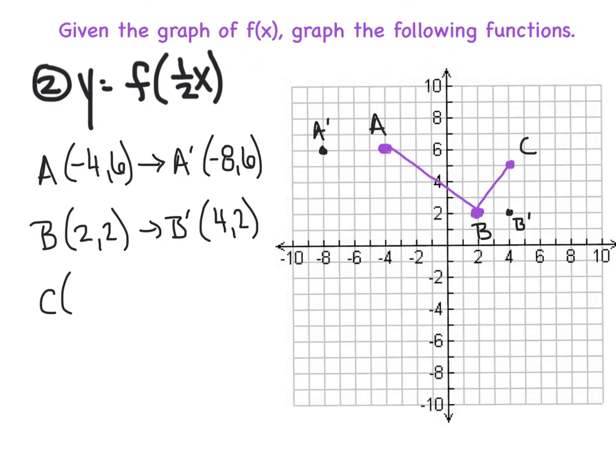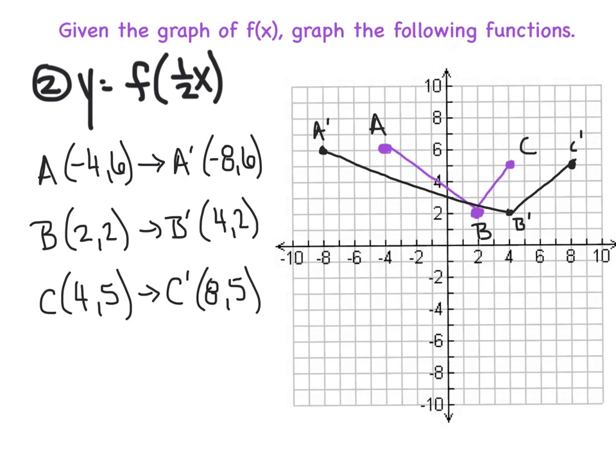And remember, point C was at 4, 5. If I divide the x-coordinate by 1/2, that makes it 8, 5. And that's going to slide me right there, C prime. So my new graph goes from here all the way to here, all the way to there. And again, it's much, much wider for f of 1/2 x.